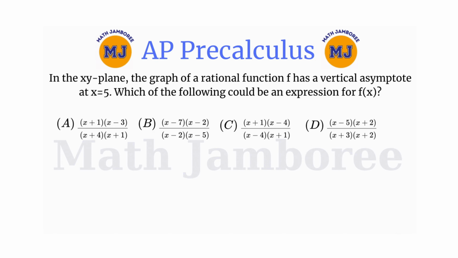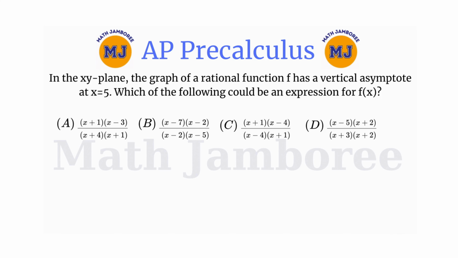In this video, we have another AP Precalculus type of question from the topic of rational function and vertical asymptote. Let's solve it together. In the xy plane, the graph of a rational function f has a vertical asymptote at x equals 5. Which of the following could be an expression for f of x?